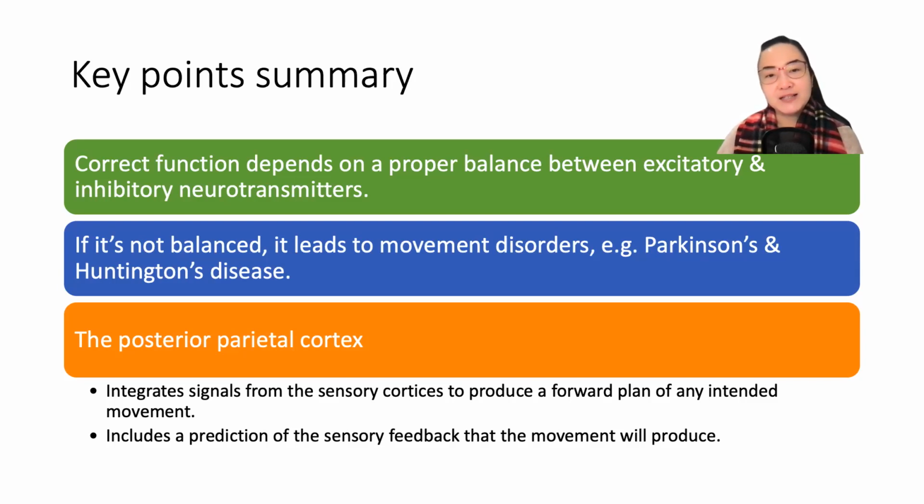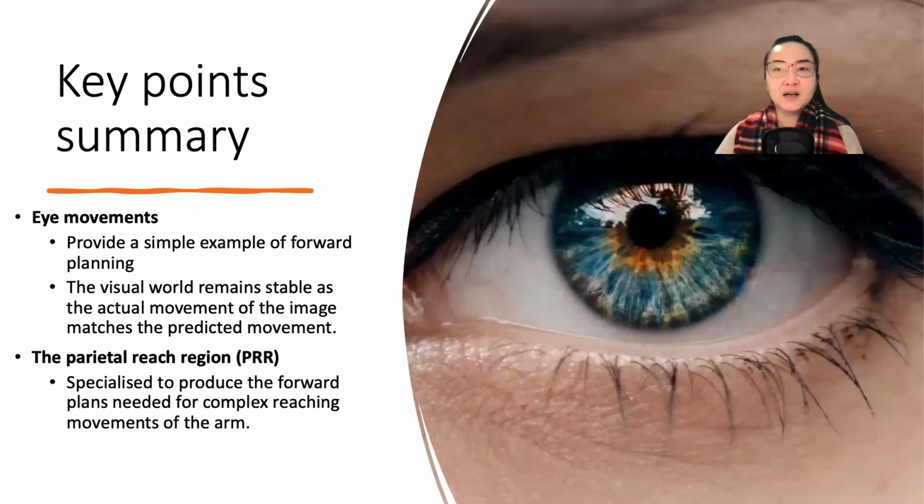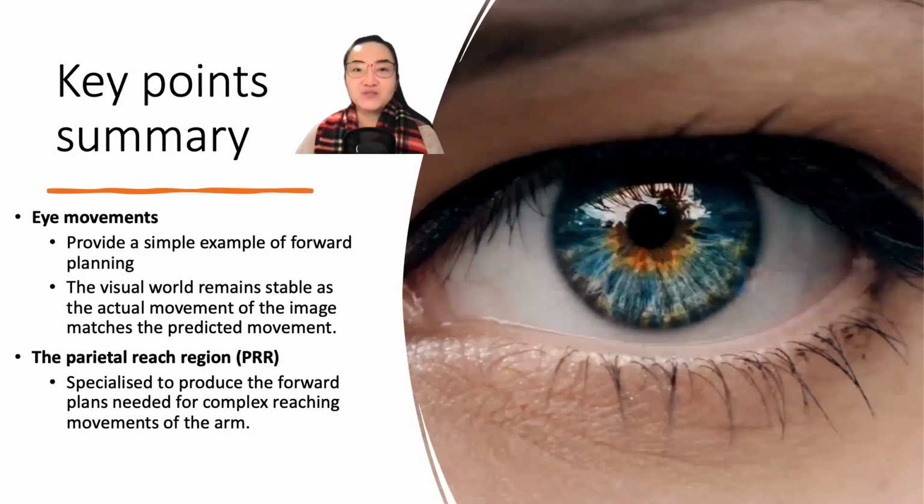The posterior parietal cortex integrates signals from the sensory cortices to produce a forward plan of any intended movement. Includes a prediction of the sensory feedback that the movement will produce. Eye movements provide a simple example of forward planning. The visual world remains stable as the actual movement of the image matches the predicted movement.